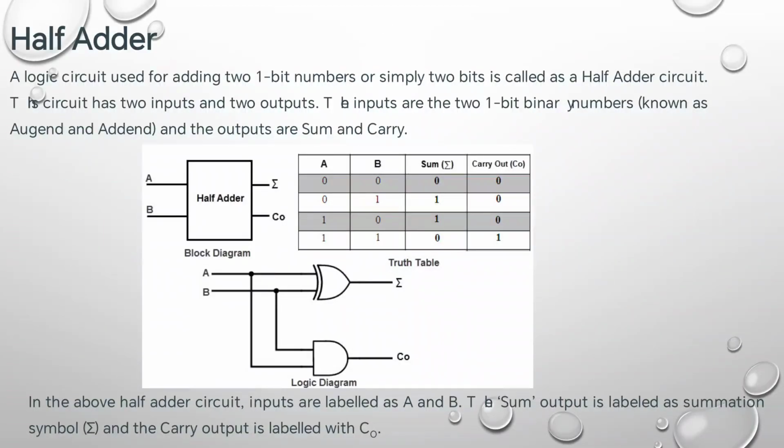Next, half adder. A logic circuit that adds two 1-bit numbers, or simply 2 bits, is called a half adder circuit. The circuit has two inputs and two outputs. The inputs are the two 1-bit binary numbers and the outputs are sum and carry. This is the logic diagram as well as block diagram and truth table for the half adder. In the above half adder circuit, inputs are labeled as A and B. The sum output is labeled with the summation symbol and the carry output is labeled C0.